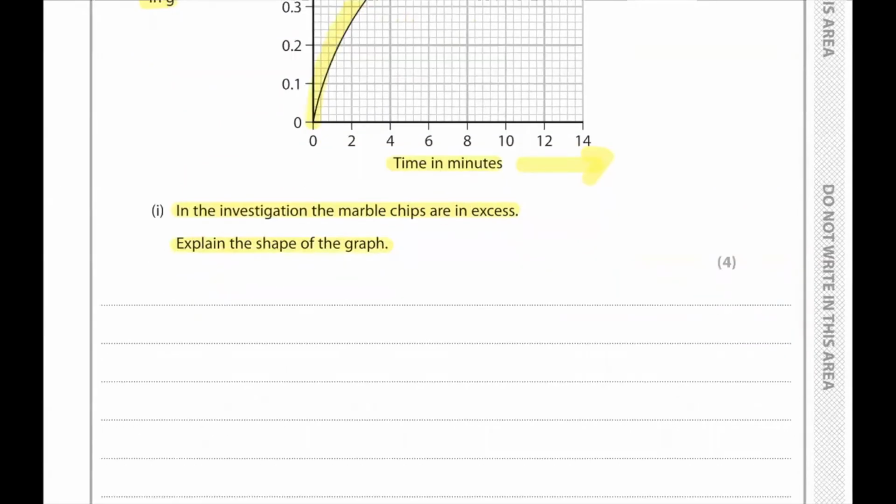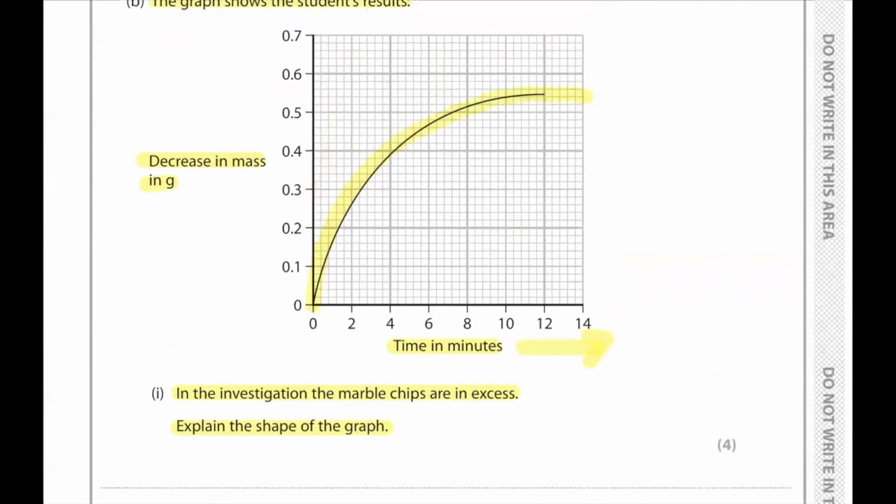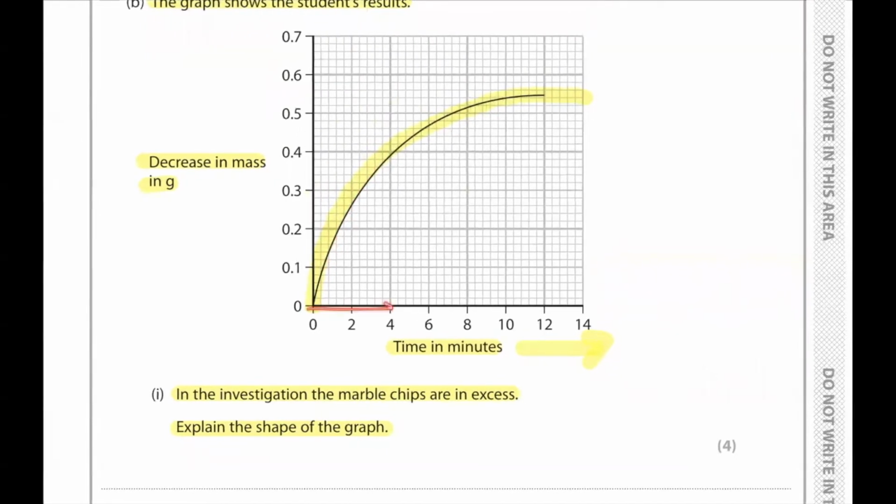So at the beginning of the experiment, the curve is the steepest. We can see it is very steep, which means within 4 minutes there is a considerable amount of decrease in mass. However, in the next 4 minutes, there is only a small amount of decrease in mass. So the curve is the steepest at the start because the acid concentration is the highest. The curve becomes less steep as the acid becomes more and more dilute. And then the curve finally levels off when all the acid has been used up.